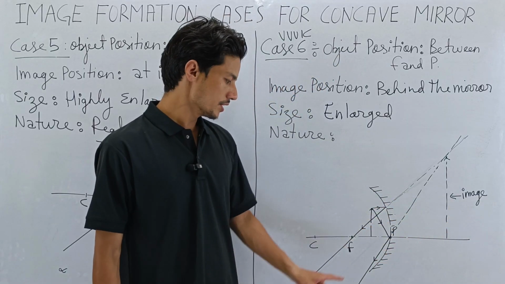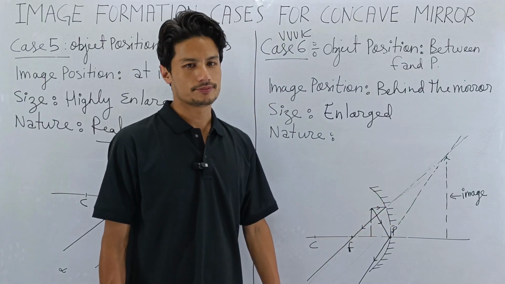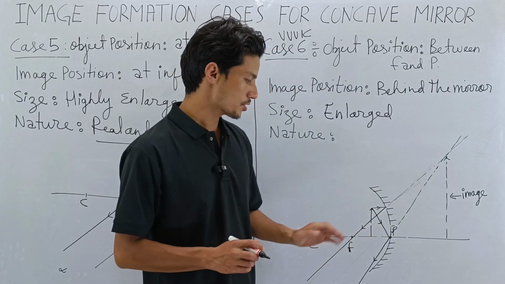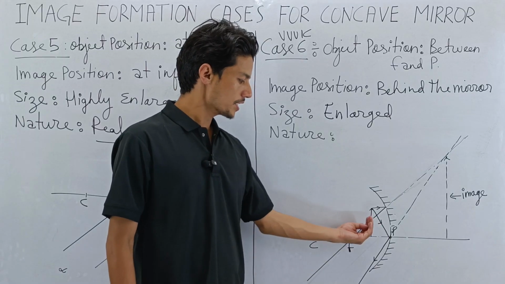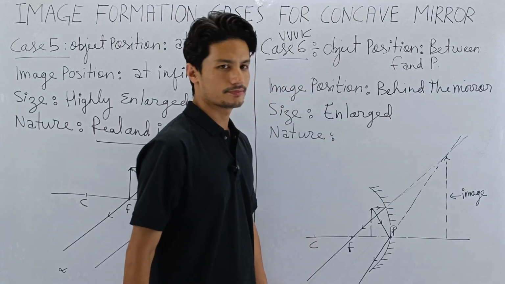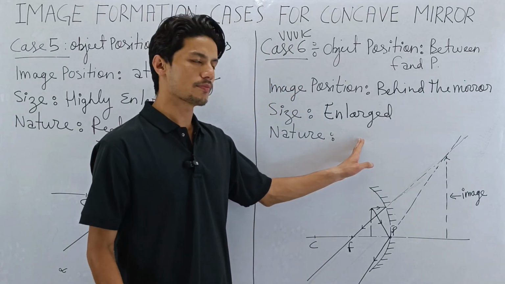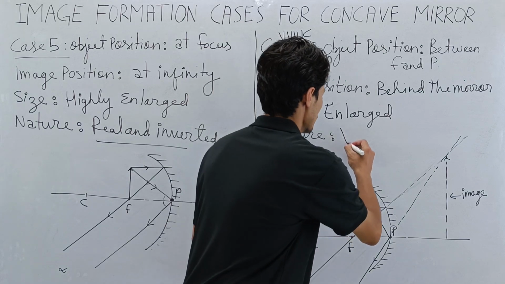Just answer me this question. Is the image on the same side as the object? No. The object is on the left side of the mirror and the image is on the right side of the mirror. So what type of image will this be? This is a case of virtual image.